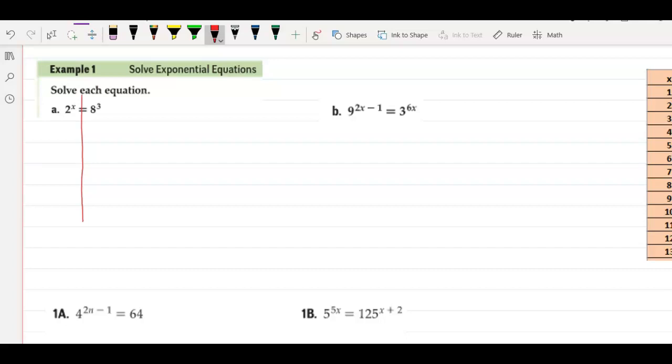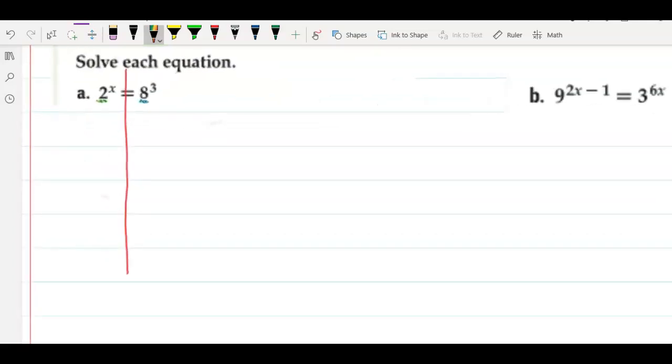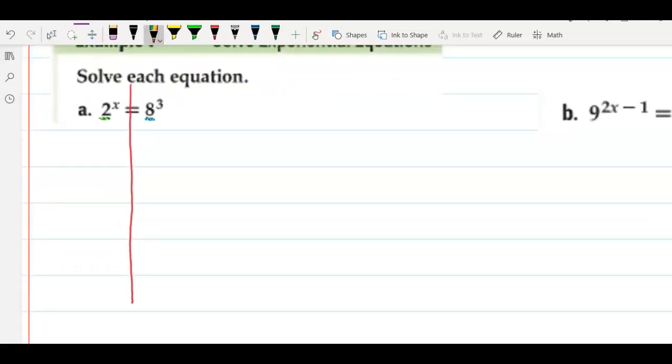It's different though because x is trapped up in the exponent right now. So we can't simply add 2 or divide by 2, simple techniques that we've used in the past. We need to adopt a new method. The way we're going to do that is to try to express each base as the same base. So currently we have 2 to the x, 8 to the third. We want these to be the same number. 2 is already very simple, but 8 could be expressed as another number raised to a power.